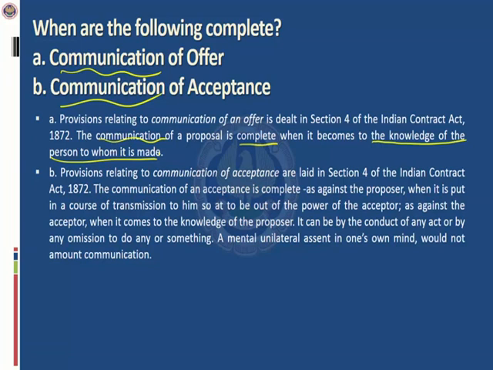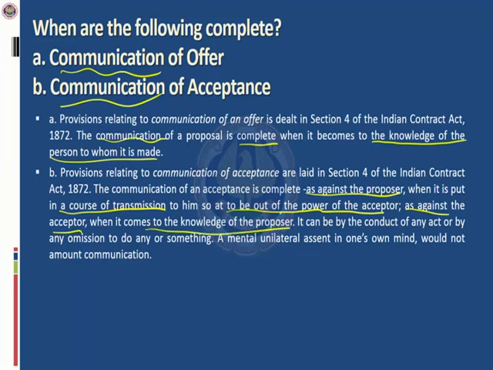On the other hand, when is my acceptance complete? As against the proposer, when it is put in a course of transmission to him so as to be out of the power of the acceptor. That is, I have sent my acceptance to you, it has been dispatched from my end, and now it is not in my hands to withdraw it or take it back, then it is complete with respect to the proposer. As against the acceptor, when is it complete? When it comes to the knowledge of the proposer.